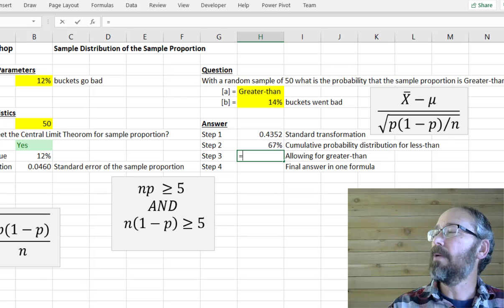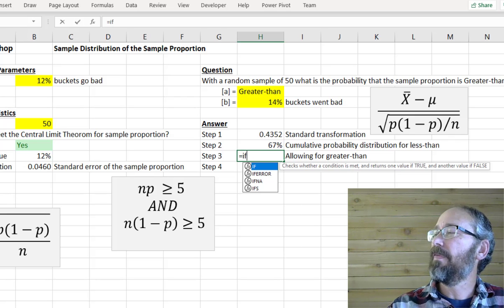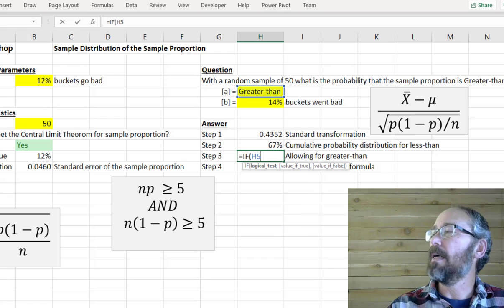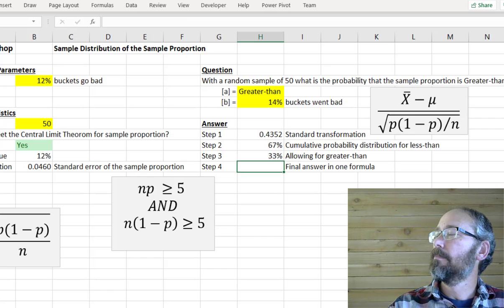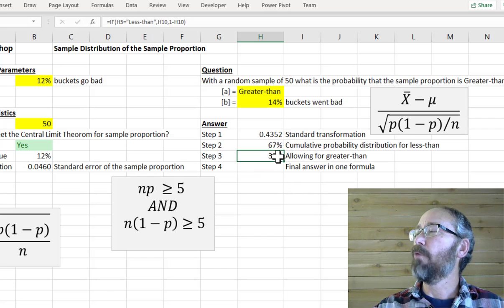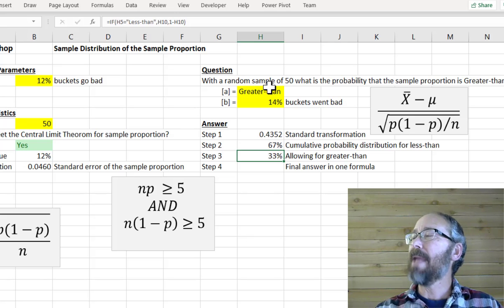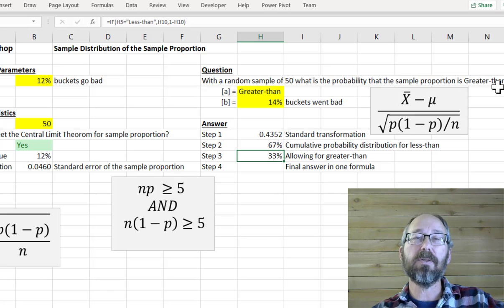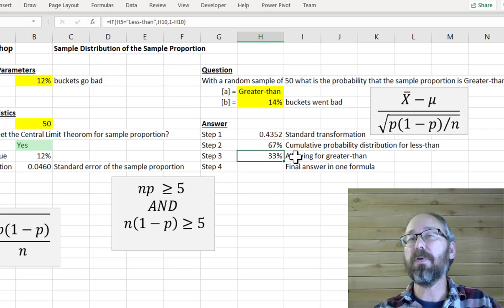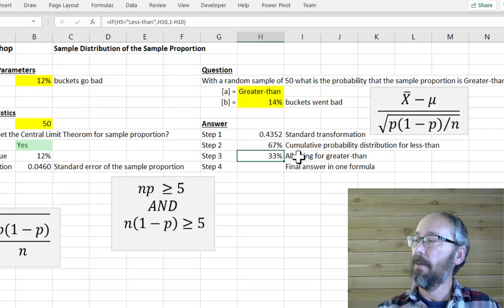Here you go. Equals if H5 equals less than, then we want H10, otherwise we want 1 minus H10. So now we have the greater than. So with a random sample of 50, what is the probability that the sample proportion is greater than 0.14? We have about a 33% chance, so 1/3 possibility.